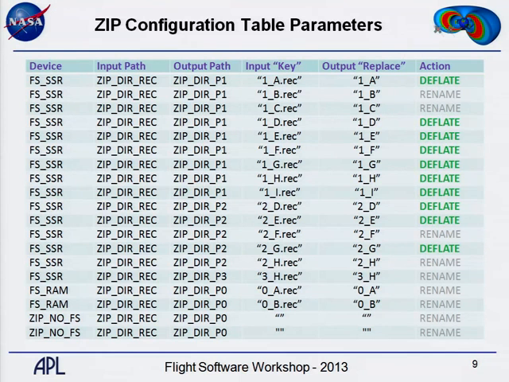So in the left column, we just say what device am I looking at. For the SSR, an input path of the record directory and an output path of the priority 1 directory: take any file that has a 1A rec in the file name. The 1A is a priority-instance pair that says what the priority of the data is. The instance indicates which instrument suite it's coming from or which type of data it is.